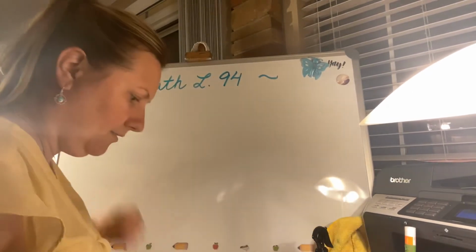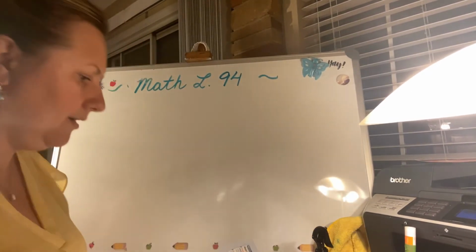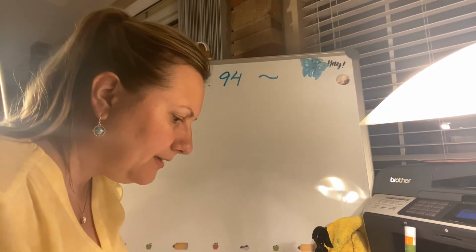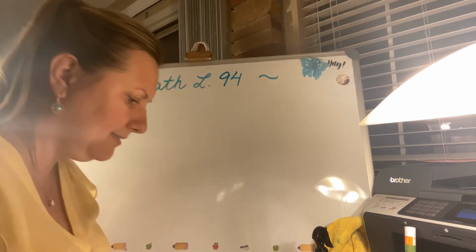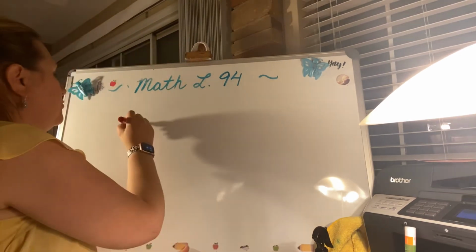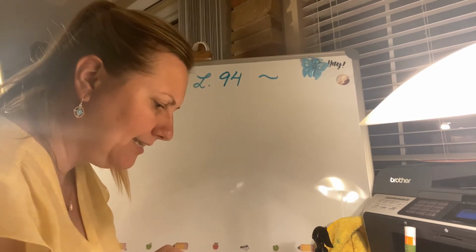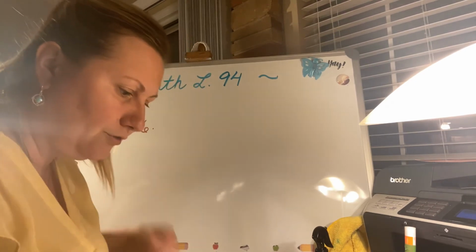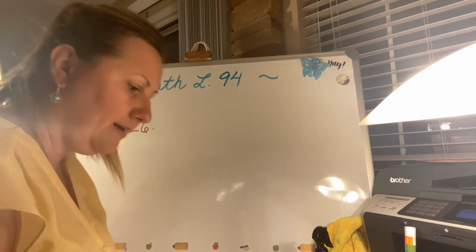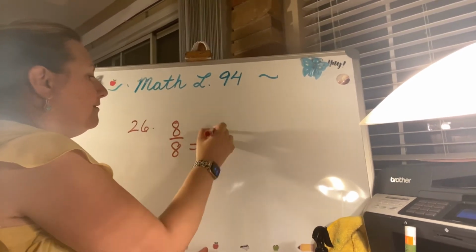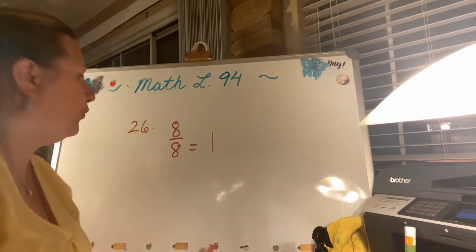Okay, so that brings us to our next star problem, which is number 26. It's from lesson 89. Draw and shade a circle to show that 8/8 equals 1. So we're trying to prove that 8/8 does indeed equal 1.